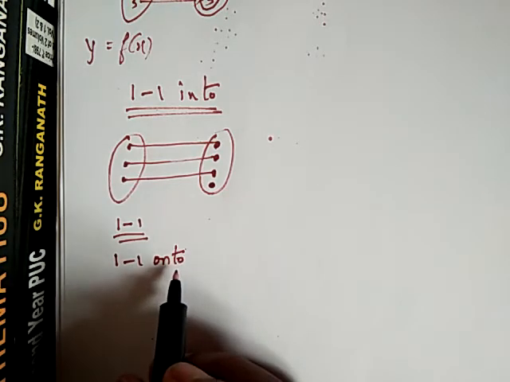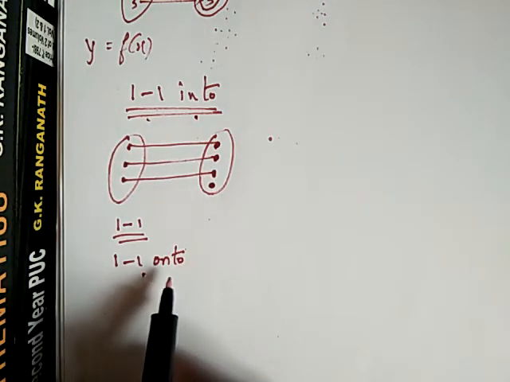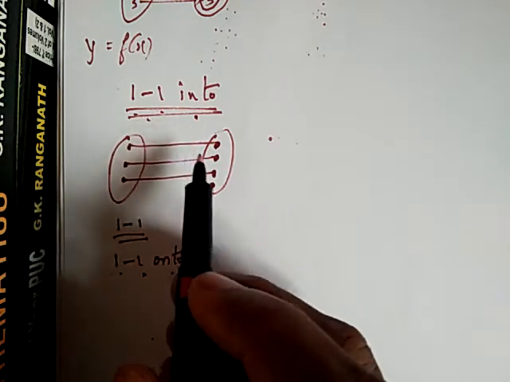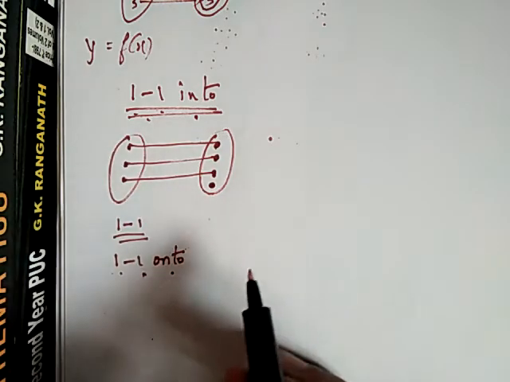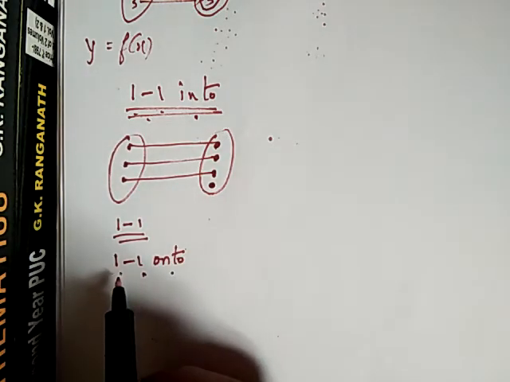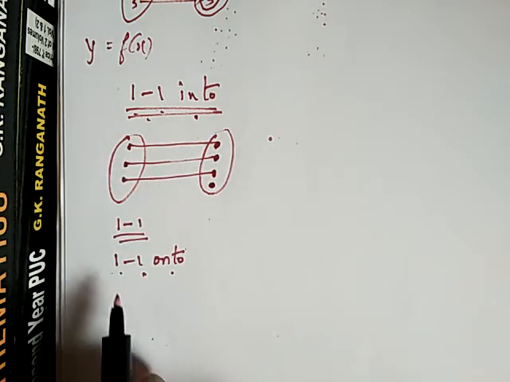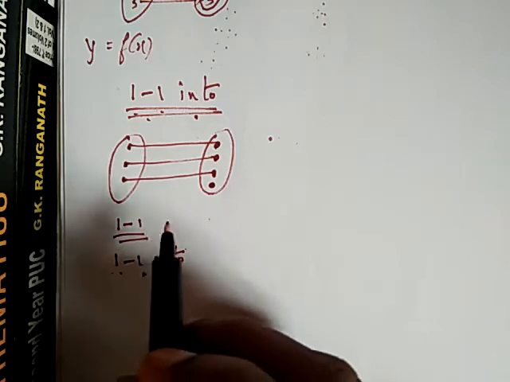If it is one-one onto, there is no question of one-one into. If it is one-one, and it is not one-one onto, then you can say that it is one-one into. There is no particular method to find one-one into here, but if it is not one-one onto, you can say that it is a one-one into function. Be very careful, this is very important.